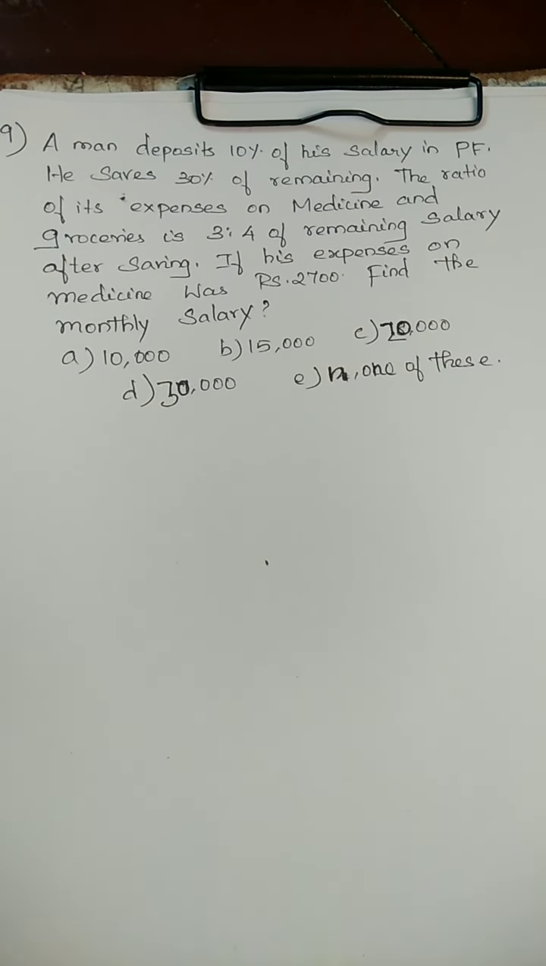And this is our 9th question. A man deposits 10% of his salary in PF. He saves 30% of remaining. The ratio of his expenses on medicine and groceries is 3:4 of remaining salary. After saving, if his expenses on the medicine was rupees 2,700, find the monthly salary. And they given 5 options: 10,000, 15,000, 20,000, 30,000, and none of this.